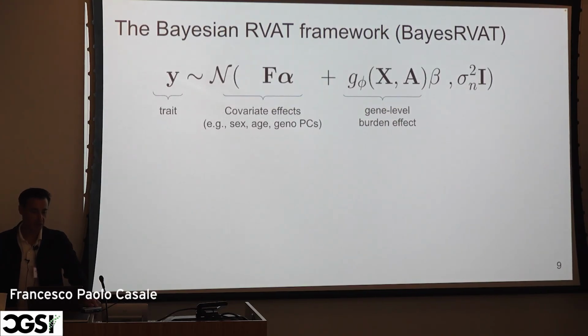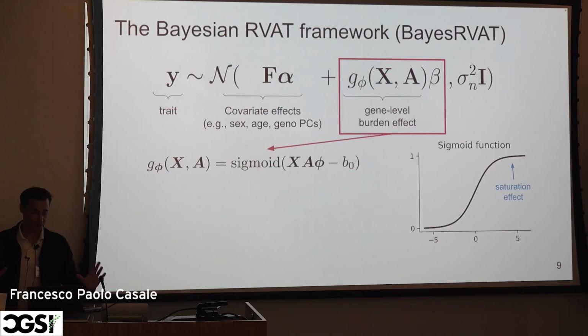So the model is simple. It's just a Gaussian model on the trait where we have additive effect from covariates such as sex, age, and genetic principal components, and then we have an effect from the gene level burden. And this is the likelihood.